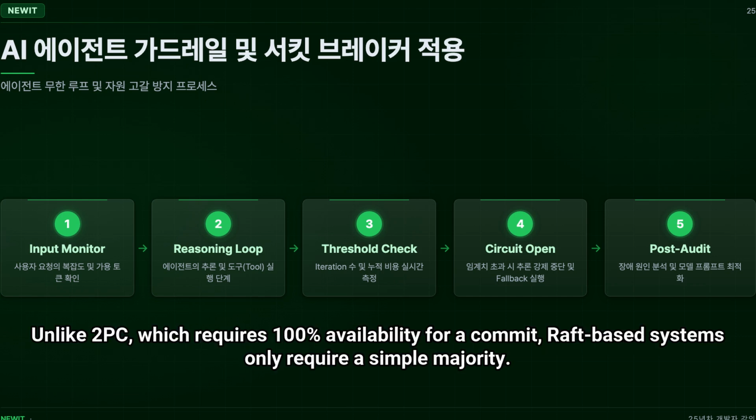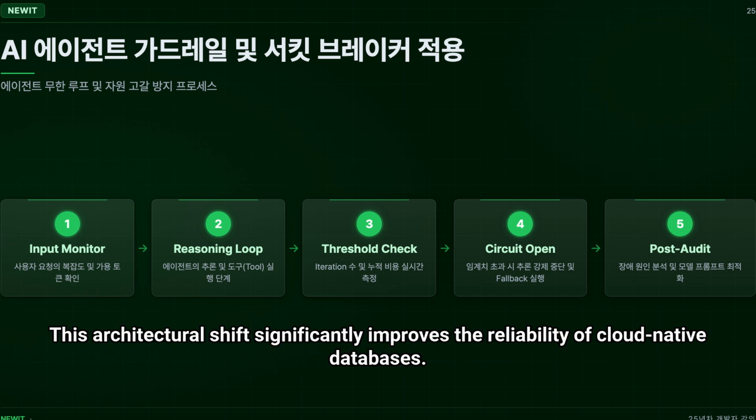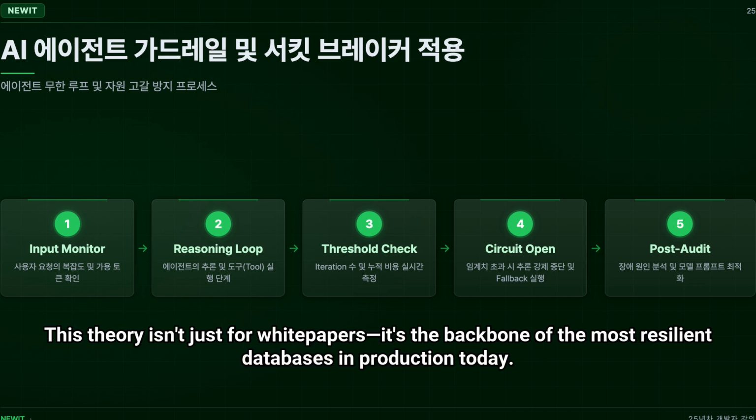Unlike 2PC, which requires 100% availability for a commit, Raft-based systems only require a simple majority. This architectural shift significantly improves the reliability of cloud-native databases. This theory isn't just for white papers, it's the backbone of the most resilient databases in production today.